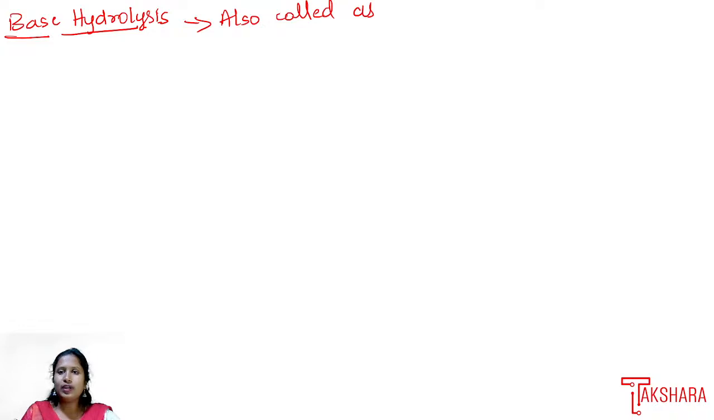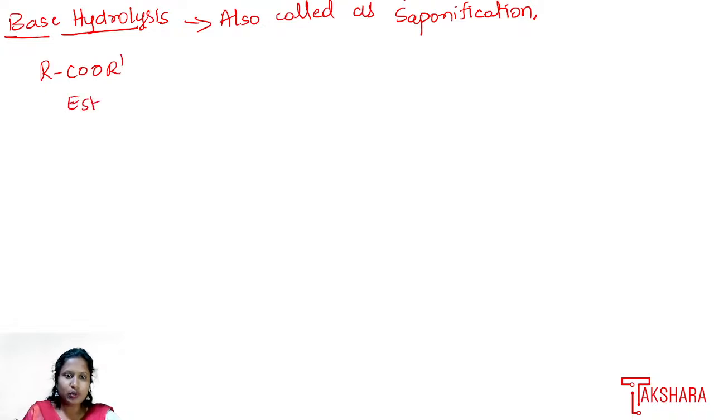This is also called saponification. Let us take an example, general COOR'. Take the ester plus water molecule plus NaOH. When we do the reaction in base medium, the Na replaces R', and R'OH comes as a by-product.